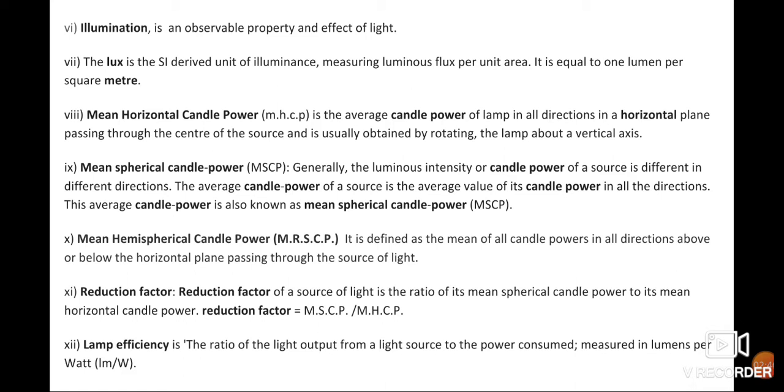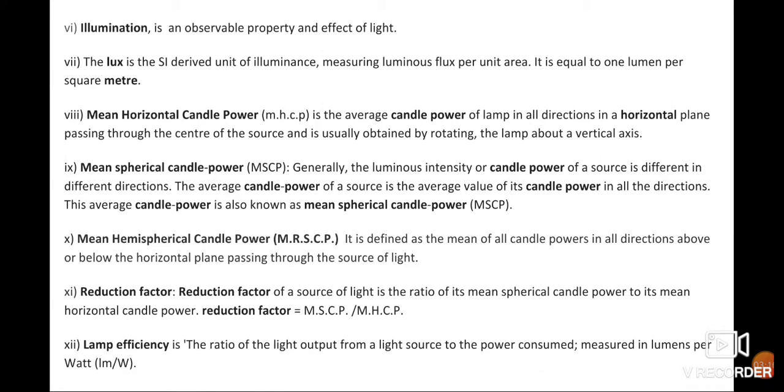Next is mean horizontal candle power. It is abbreviated as MHCP. It is the average candle power of lamp in all directions in a horizontal plane passing through the center of the source and is usually obtained by rotating the lamp about a vertical axis.